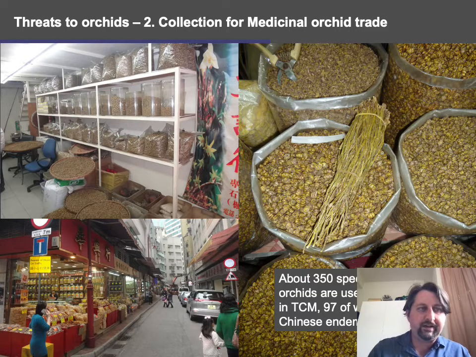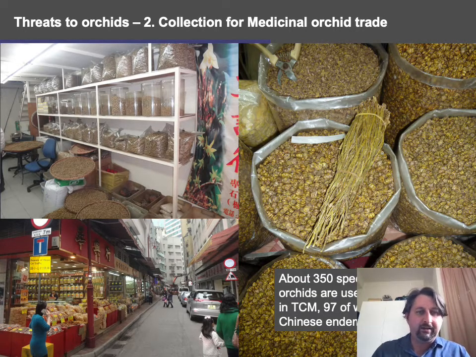Another important threat to orchids is the collection for medicinal trade in Asia. In different regions, orchids are collected for that purpose. As an example, in traditional Chinese medicine, over 350 different orchid species are used. Out of that, about 97 are actually endemic to China.